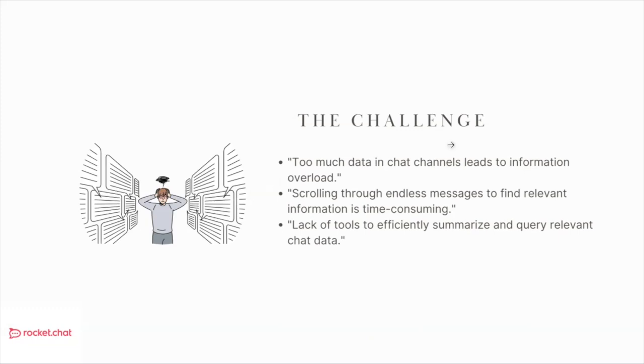imagine you're part of a project team using Rocket.Chat. You might be in several channels, one for data updates, one for long-term planning, and another for a client meeting. Each of those channels can have hundreds of messages per day, some important, some not. In such an environment, finding critical information quickly becomes overwhelming. The first major issue is information overload. You have too much information, and it's easy to miss critical updates buried deeply in the chat history.